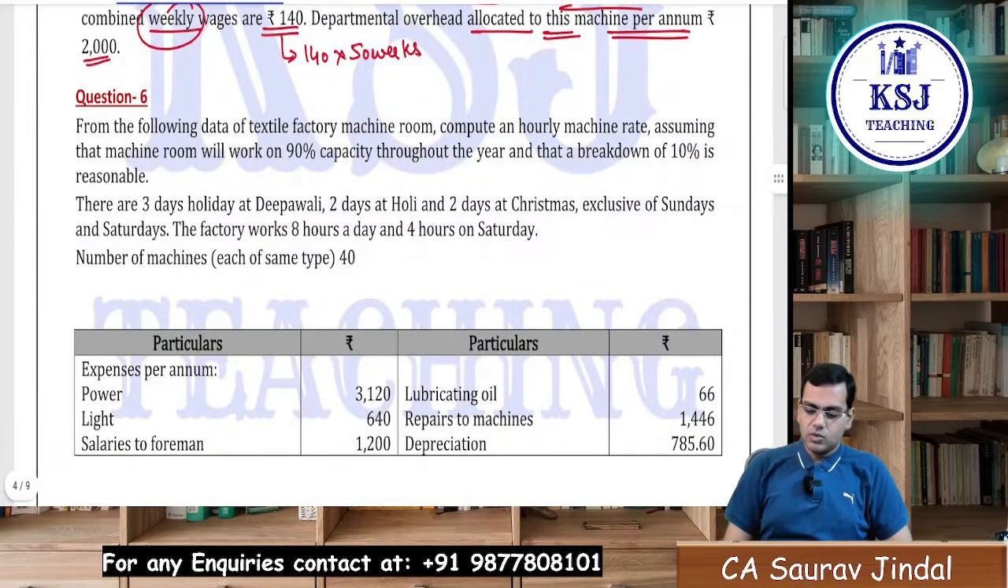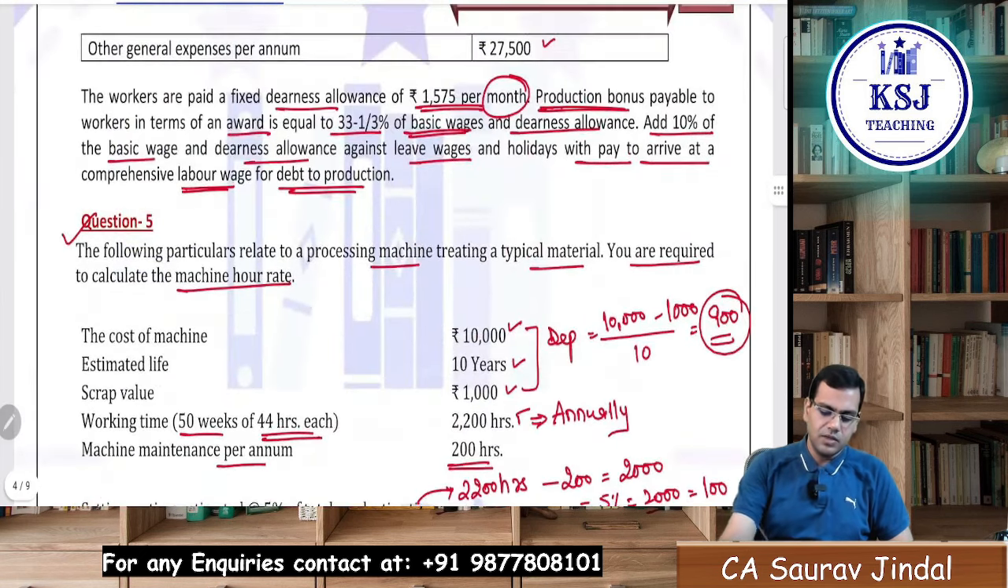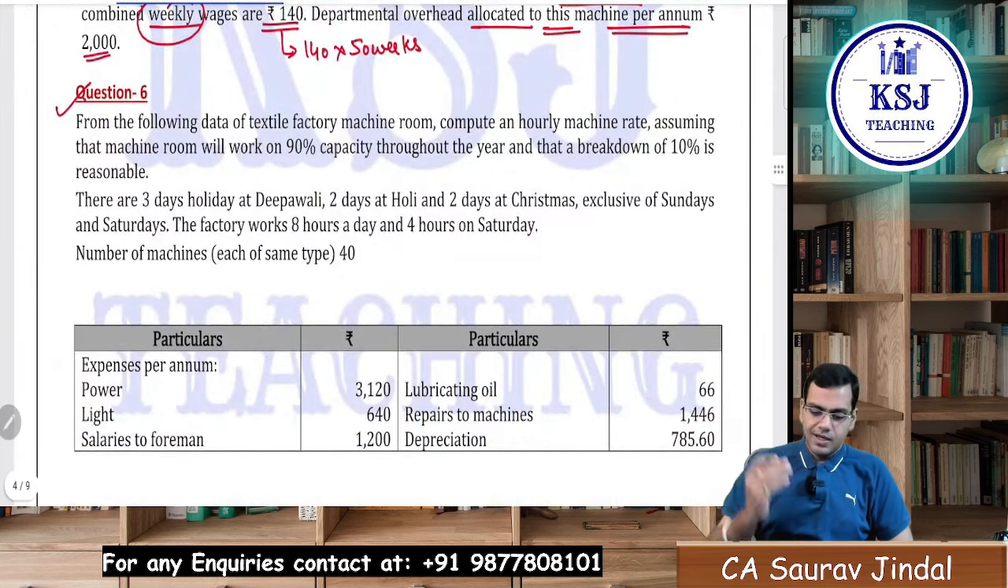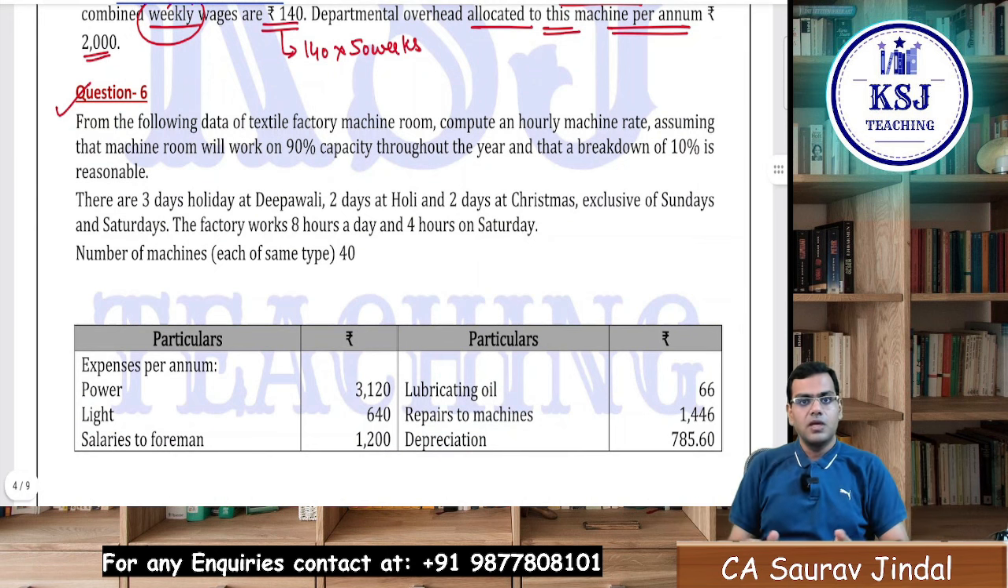Coming to question number 6 now. We are done with question number 5. Each and every question is important, sir. I am not going to mark any as important because from this PDF, every question is important. From the following data of the textile factory machine room, he is not talking about just one machine. It is a machine room where there are multiple machines.